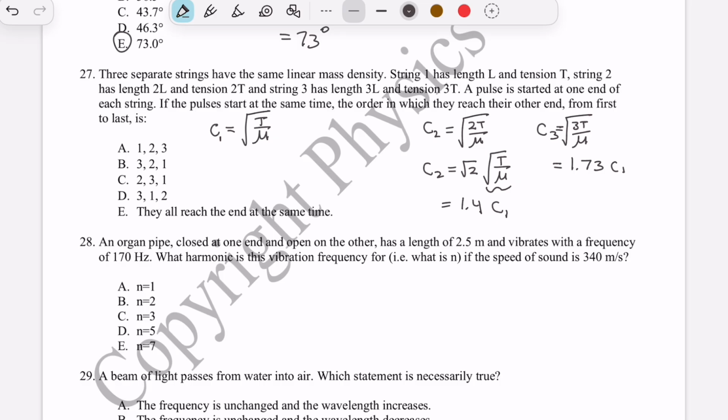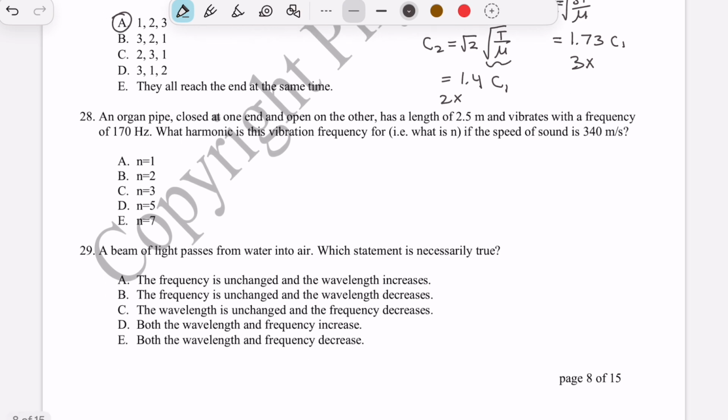But it is 2 times longer and 3 times longer. So it is longer than it is faster. So because it's longer than it is faster, it is going to reach the end after C1. So that means that the first string will reach first, then the second, then the third, because the speed at which they increase is smaller than the proportion of the length of the string that's being increased. Hopefully that makes sense.